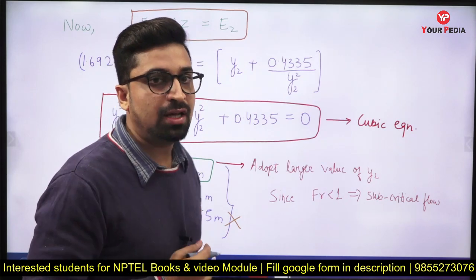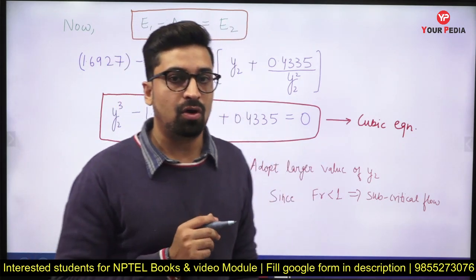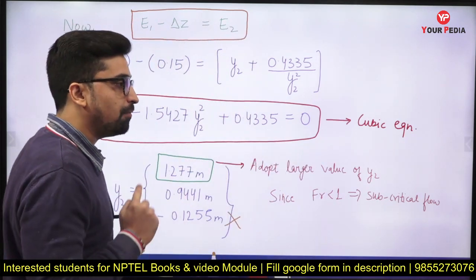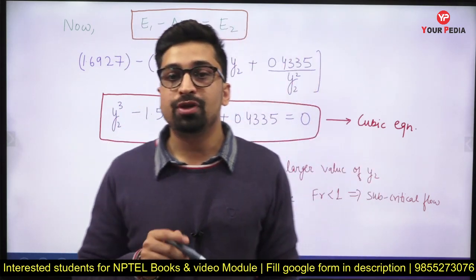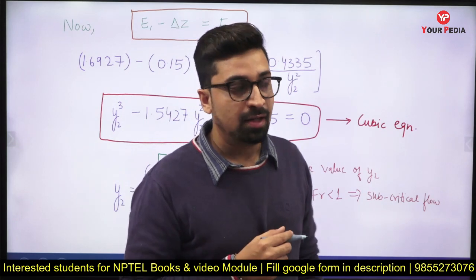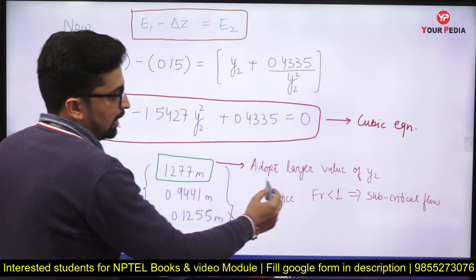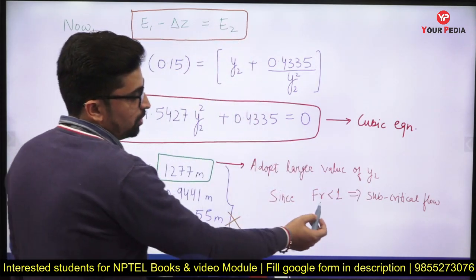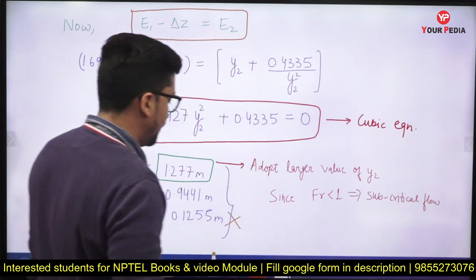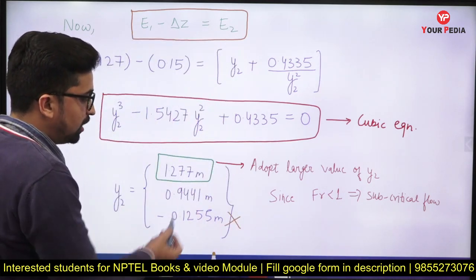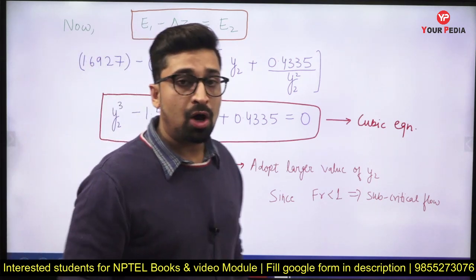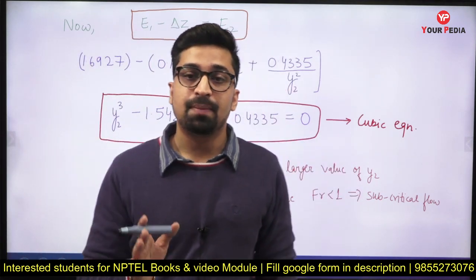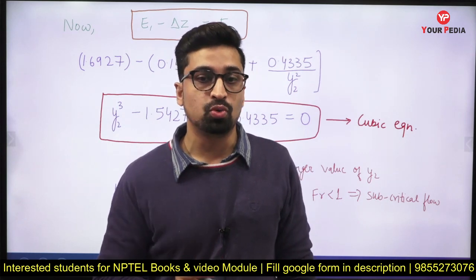And from this we will choose on the basis that the flow was subcritical, and when the flow is subcritical we choose the larger depth. So we will adopt the larger value of Y2 since Froude number is less than 1, or subcritical flow. The larger value among the top 2 values is 1.277 meters. So now we have also calculated the depth of flow at section 22, right?